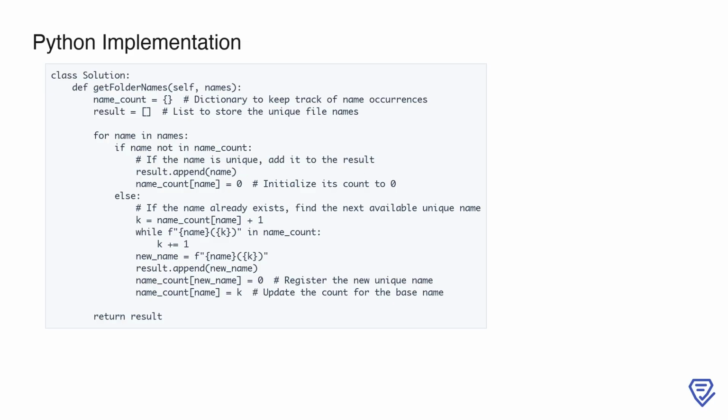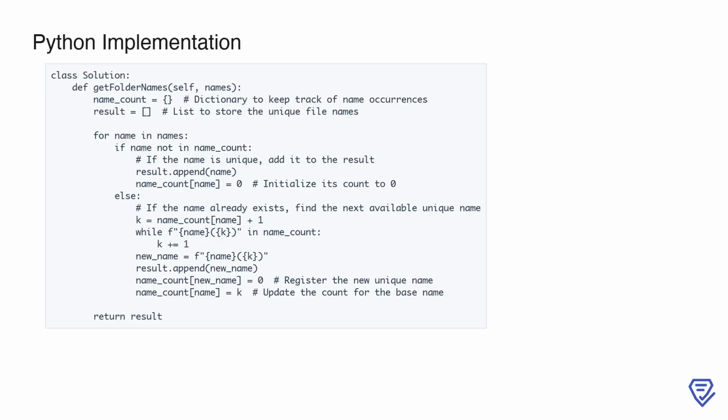The getFolderNames function begins by initializing an empty dictionary name_count to store the number of times a base file name has been encountered. It also initializes an empty list result to store the final list of unique file names. The function then iterates over each file name in the input list names. If the current file name does not exist in the name_count dictionary, it is directly added to the result list, and its count is initialized to 0 in the dictionary.